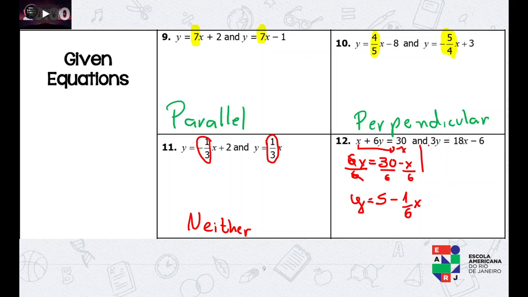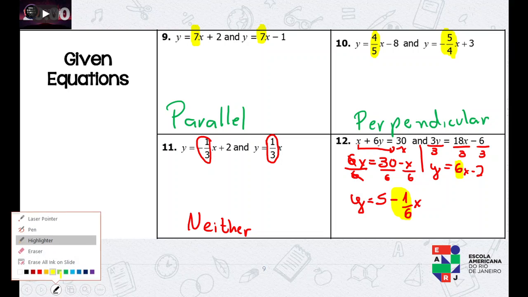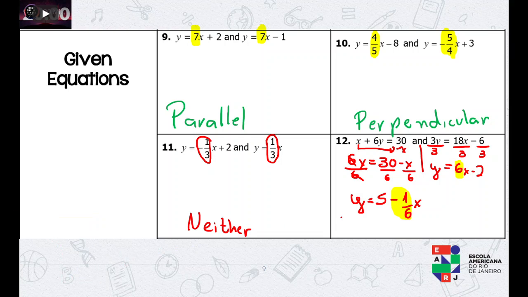And the second one, let's divide everything by 3. If I divide y by 3, it is y. If I divide by 3, it is 6. If I divide by 3, it is 2. Well, 6x, don't forget the x. 6x minus 2. Great. Guys, look for the slope. Let me analyze the situation here. My slope is negative 1/6, and here it is 6. Oh, mister, they are perpendicular. Why, guys? They are opposite reciprocals. Then they are perpendicular.